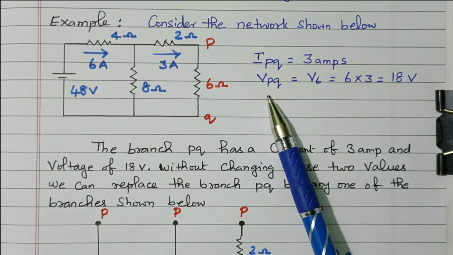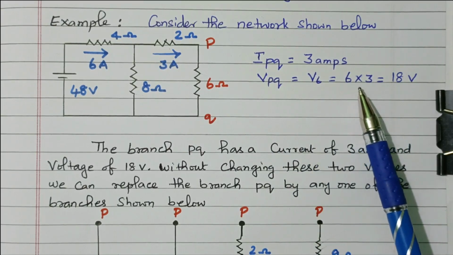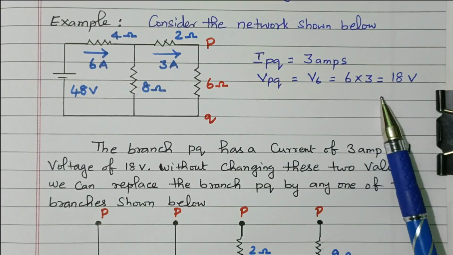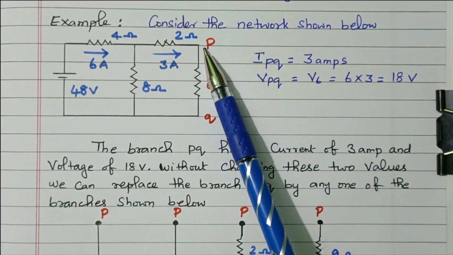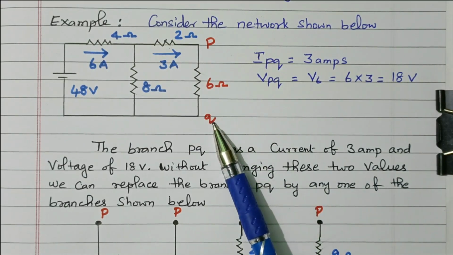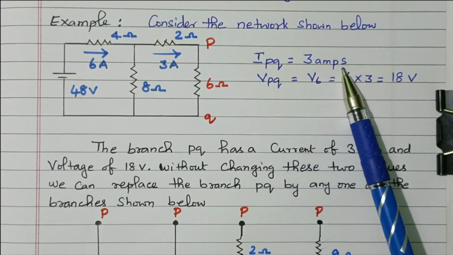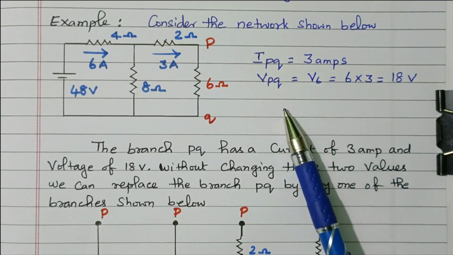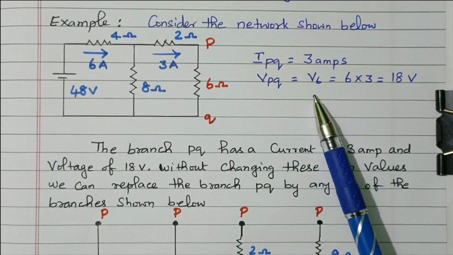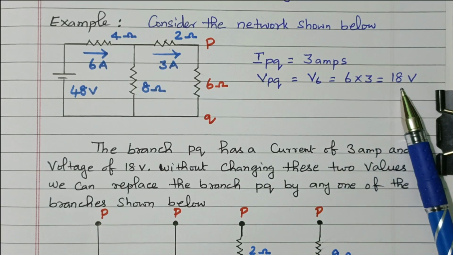What is the voltage? VPQ is V equal to I into R. I is 3 ampere, R is 6 ohm. So 6 into 3, 18 volts. We are going to substitute this branch PQ with a different voltage source or current source. For that we need to maintain the current flowing through PQ as 3 ampere. Similarly, the potential across P and Q, the voltage across the 6 ohm resistor, is 6 into 3, 18 volts.